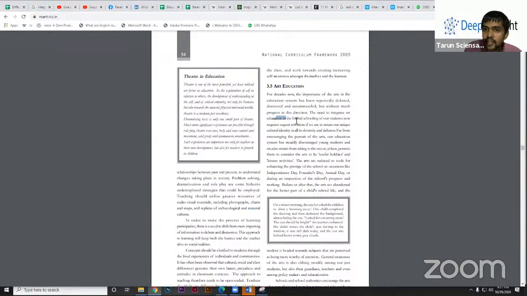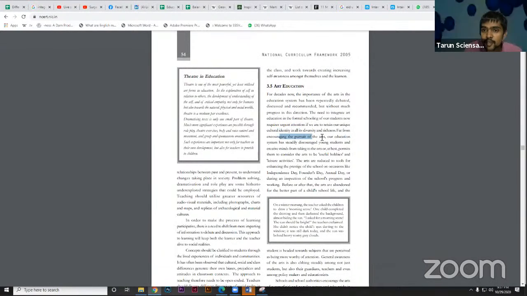The need to integrate art education in the formal schooling of a student now requires urgent attention if we are to retain our unique cultural identity in all its diversity and richness. If we want to retain it, we need to pay a lot of attention to the role of art education in formal schooling.